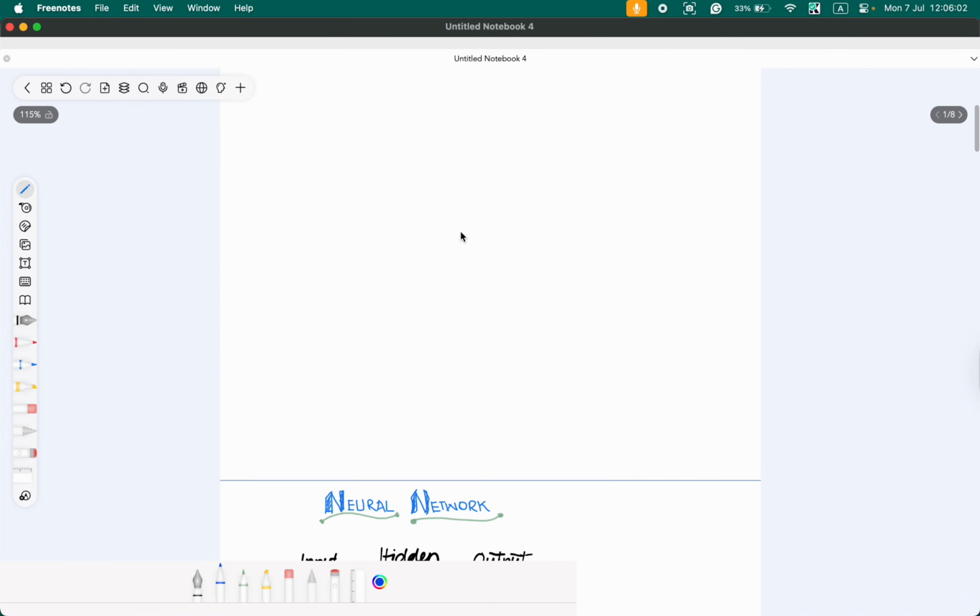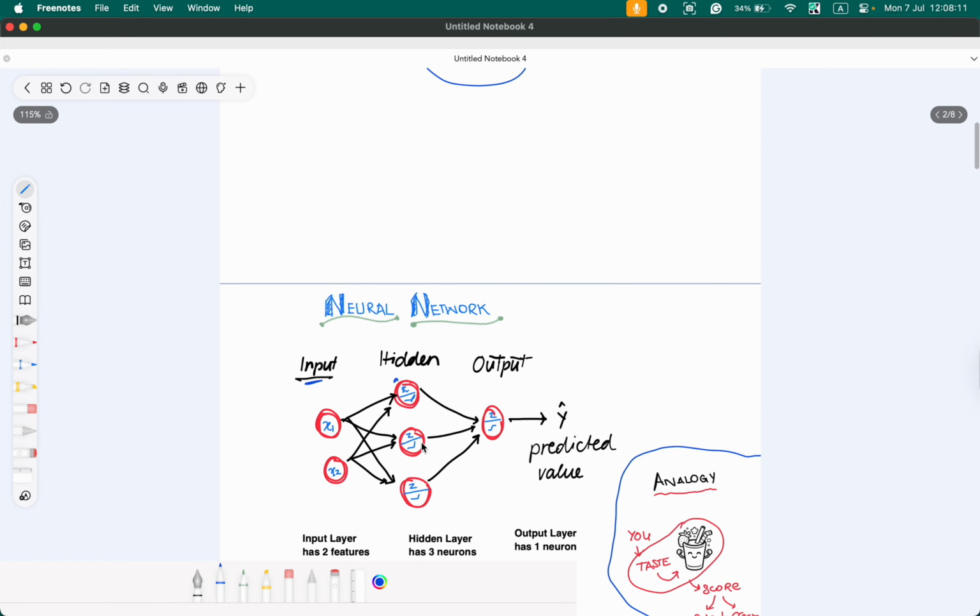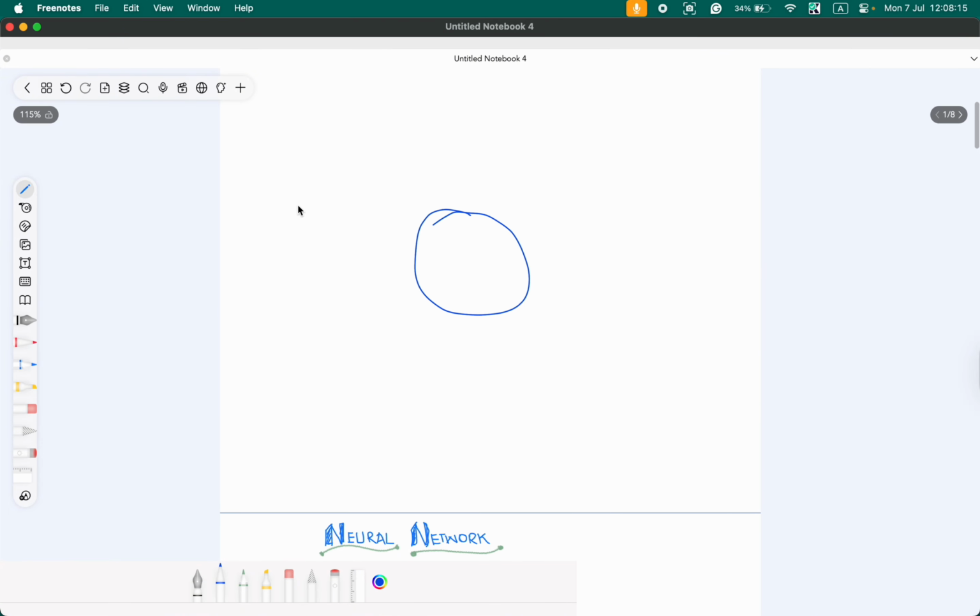Let me draw a single neuron here so you can understand what's really going on inside. Consider this as a single neuron. As you can see, there are multiple neurons, and I have just drawn a single neuron here. Imagine a neuron that takes two inputs, x1 and x2. These inputs get multiplied by weights, w1 and w2, and then we add a bias term, usually written as b. Finally, the neuron applies a function to this sum. We call it an activation function, and it sends the result forward.